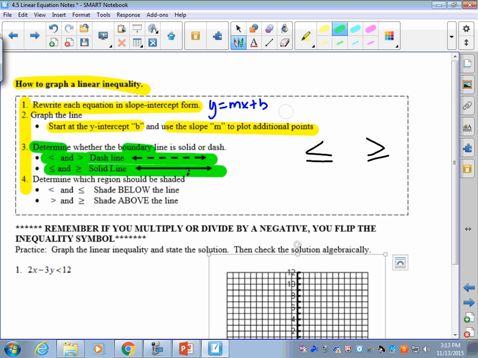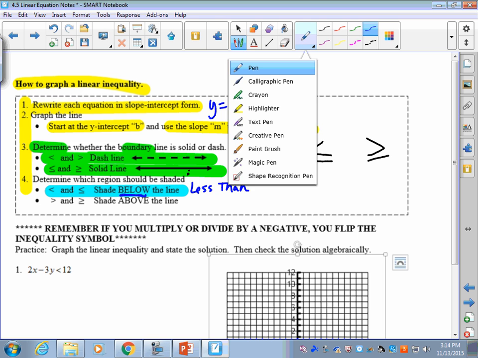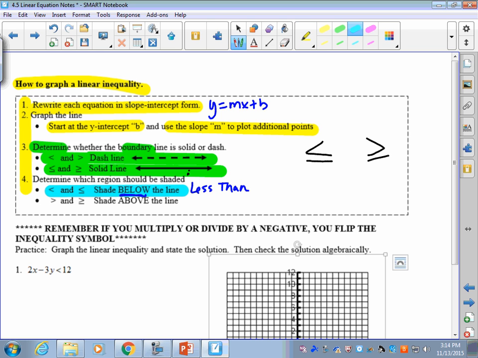Now the next thing we're going to have to identify, and we're going to practice this, is whenever it's less than or equal to, we shade below. So basically when I see less than, something lower than, we're going below the line. But the minute I see greater than or equal to, now we're going above the line.